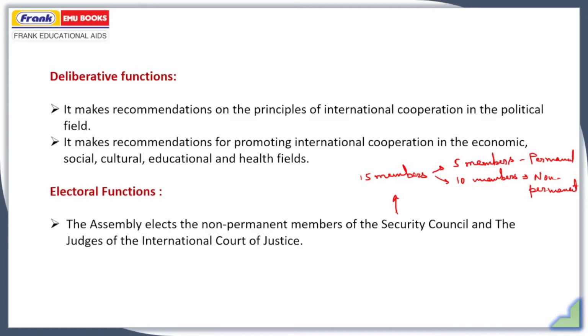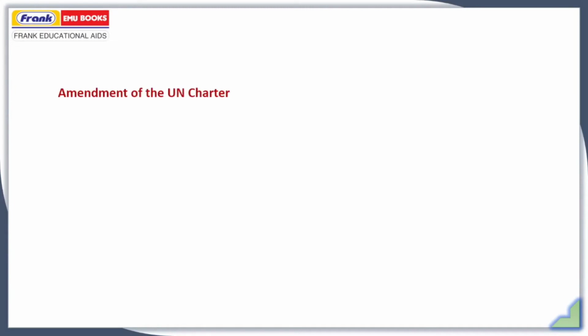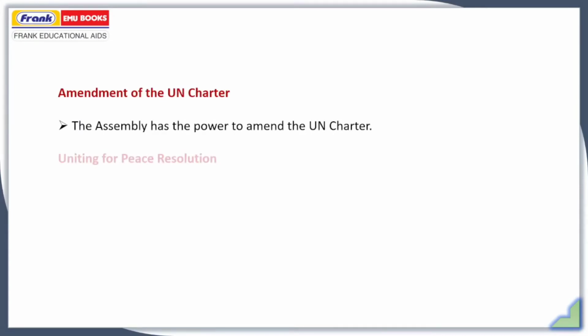And the judges of the International Court of Justice are also appointed by the United Nations General Assembly. It appoints the Secretary General on the recommendation of the Security Council. It also elects the members of the Economic and Social Council. Also, the Assembly has the power to amend the UN Charter.